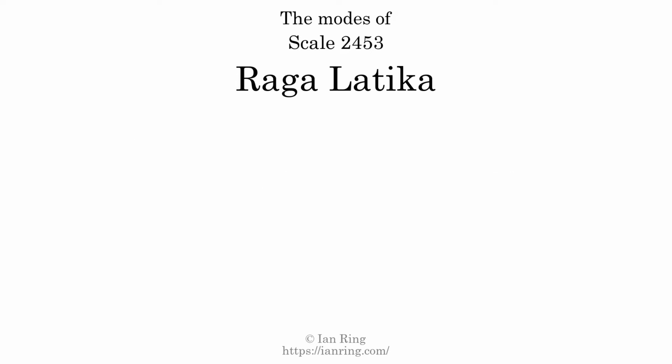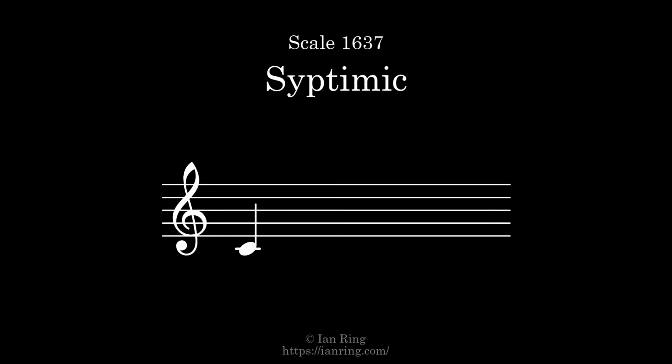This scale has 6 modes. The first mode is itself. The second mode is scale 1637, also known as symptomic. It sounds like this.